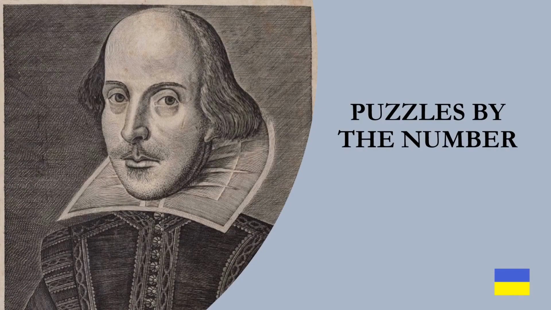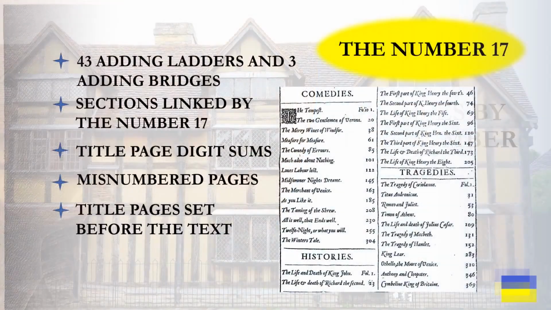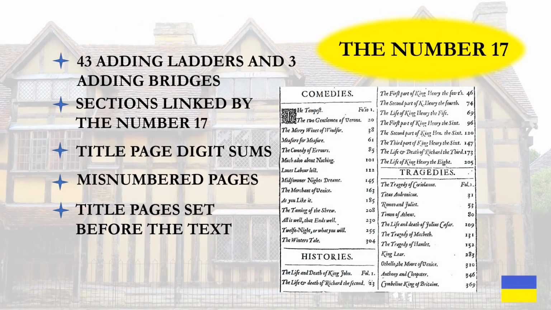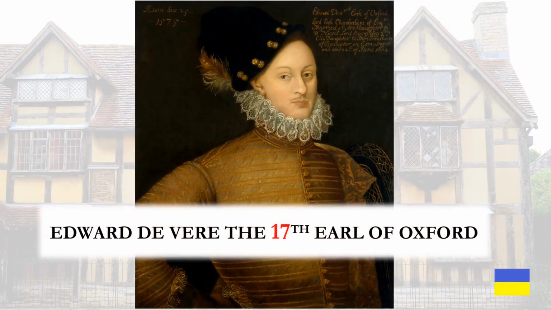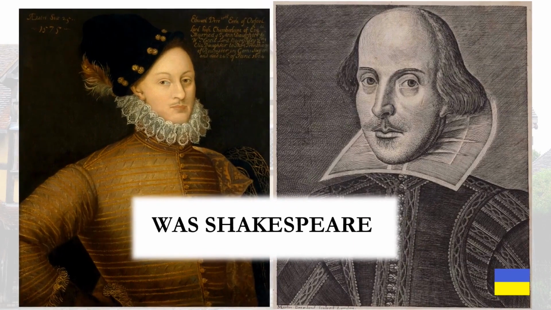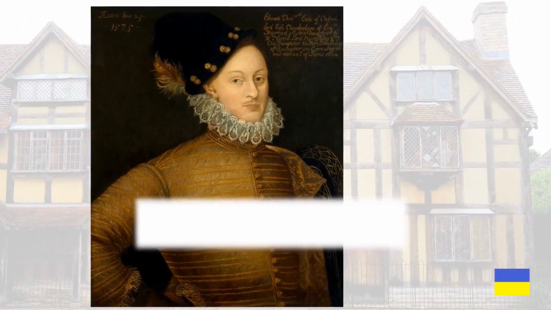Presenting puzzles by the number. We have 43 adding ladders and 3 adding bridges. Sections linked by the number 17, title page digit sums, misnumbered pages, and title pages set before the text. This is evidence that Edward de Vere, the 17th Earl of Oxford, was Shakespeare.